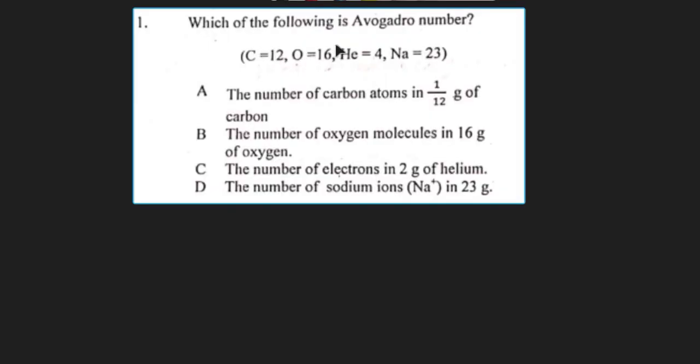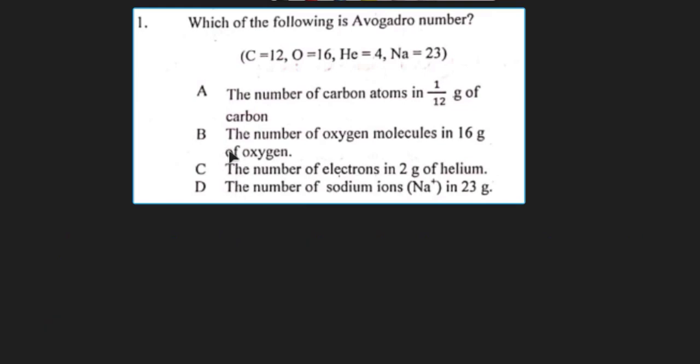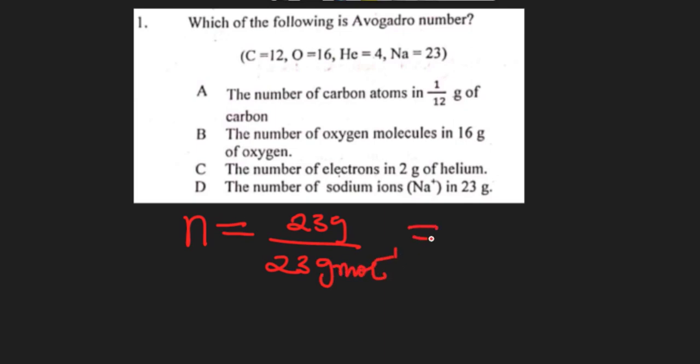Question number 1. Which of the following is Avogadro number? Avogadro's number is the number of particles in 1 mole of a substance. So when we look at the options, if we are considering the number of sodium ions, the number of moles in sodium will be given as the mass, which is 23 grams, divided by the molar mass, which is 23 grams per mole, giving us 1 mole. Since Avogadro's number is the number of particles in a mole, D is our best answer. B cannot be the best because oxygen is a diatomic molecule. So D is the best option.